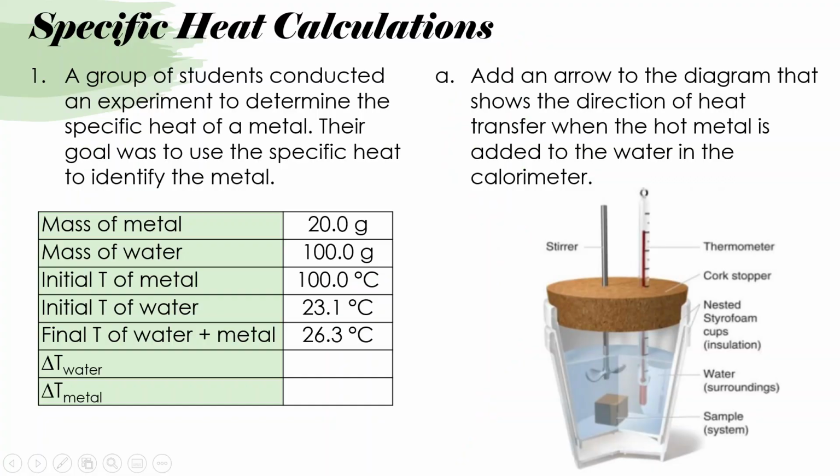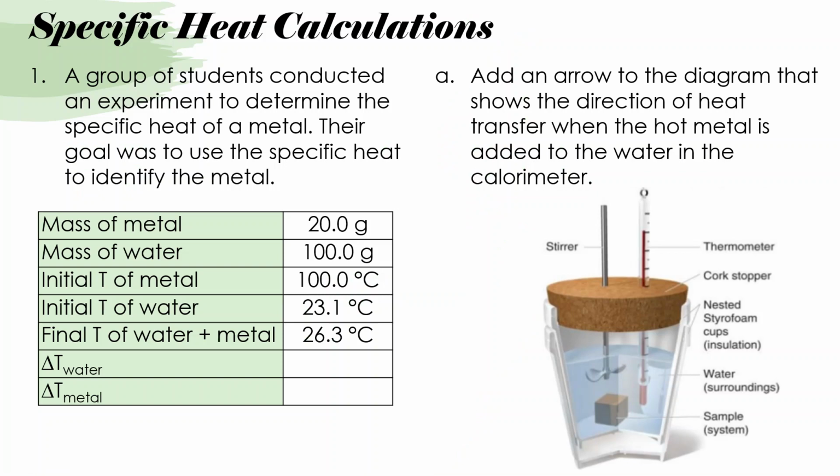So in the first question, we are looking at some specific heat calculations. A group of students conducted an experiment to determine the specific heat of a metal. Their goal was to use the specific heat to identify the metal. This is very similar to the specific heat of a metal lab that you completed.